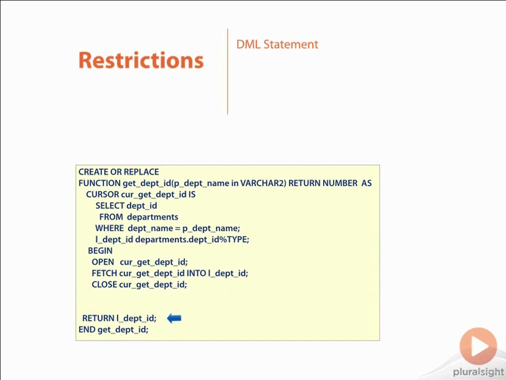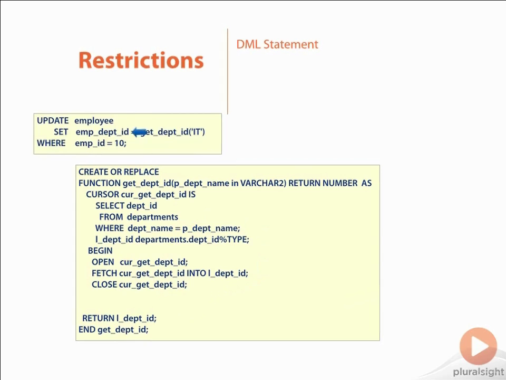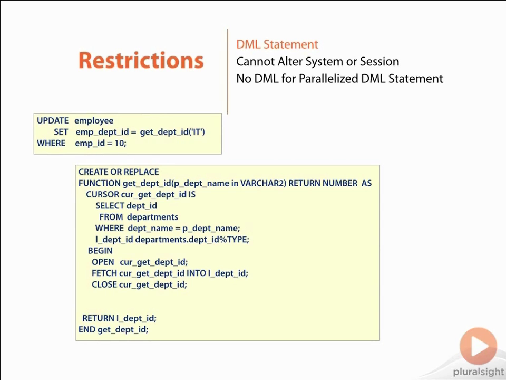Then we return it. Here is the code snippet where we are issuing an update on the employee table to set the empdptid with a value returned by calling the getDPTid function with a parameter of IT for an employee ID of 10. This update would execute just fine. Again, like for select statements, the functions called in DML statements cannot issue alter session or system commands. A DML statement called in parallel cannot issue a DML statement inside the function, as the statement running in parallel in another session would not be able to see the changes.